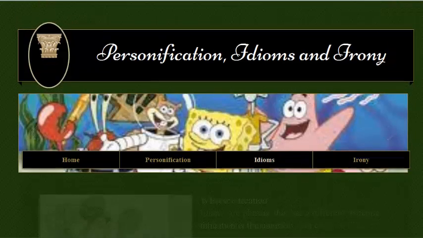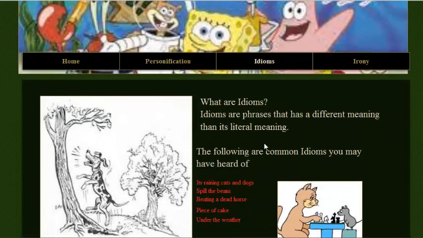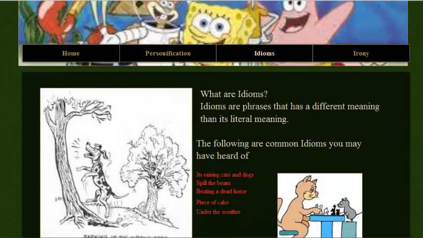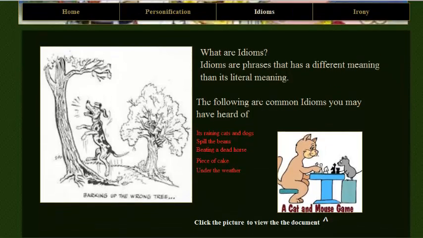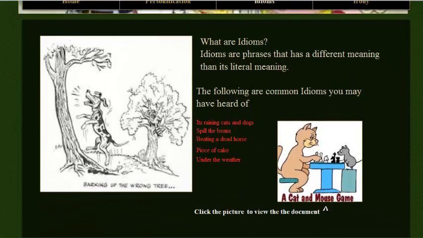Okay. The next thing we're going to be talking about are idioms, and idioms are phrases that have a different meaning than their literal meaning. So the following are some common idioms you may have heard of, such as "it's raining cats and dogs." Here's one: barking up the wrong tree, and a cat and mouse game. And something like a piece of cake. It's an idiom because the phrase here is not what it's intended to be. So a piece of cake doesn't actually refer to a piece of cake. Rather, it refers to an easy task.